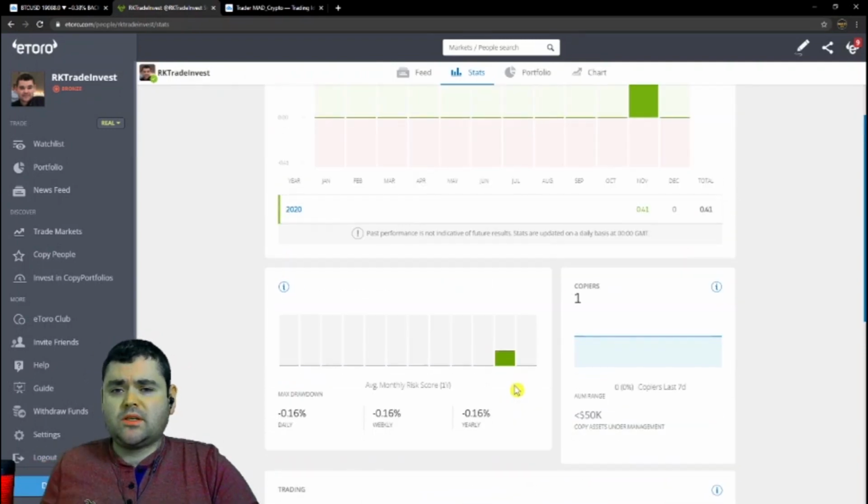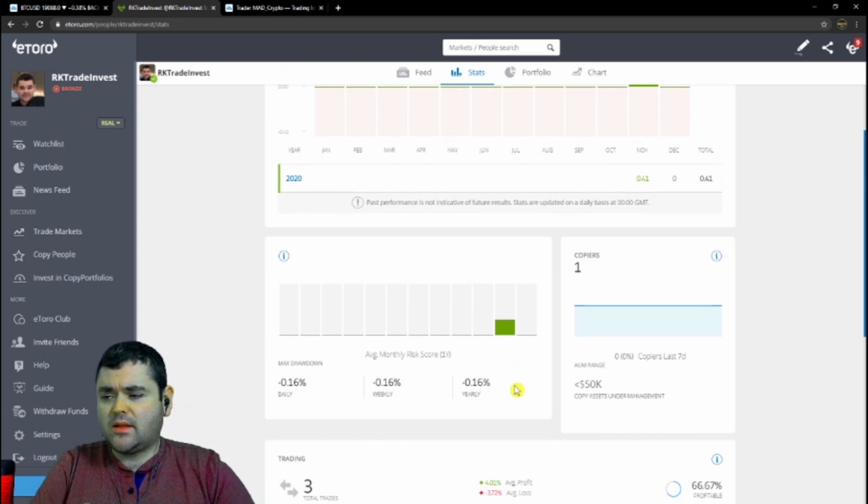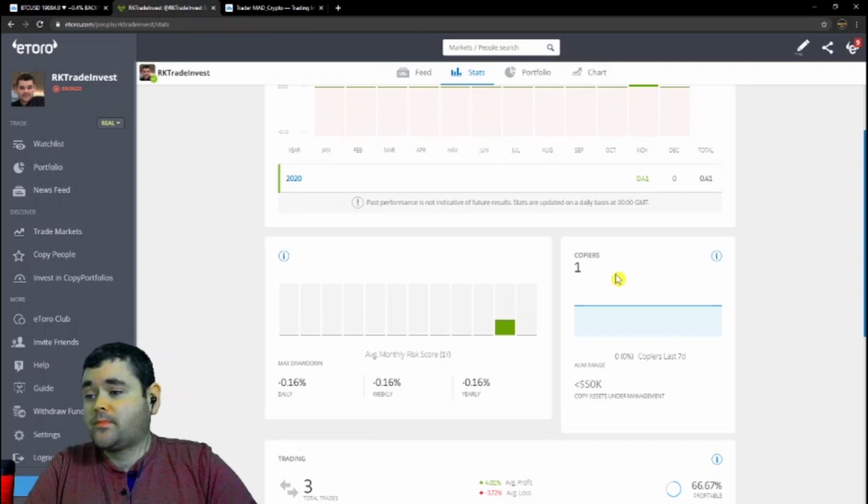Your risk score is generated by multiple factors, like the amount of your capital you're putting towards each trade and the amount of leverage. So I'm going to be trying to use no leverage at all, and just a small percentage of my capital for each trade. There you can see I have one copier. I'm going to explain the copy trading part of this in a minute. It's one of the main things that attracted me to eToro.